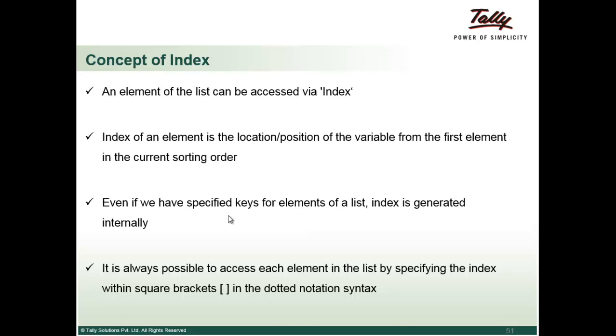When you're giving a key for an instance of list variable, it is very important to see that each key is unique in nature. If you are giving a duplicate key, then there will be overwriting of information. Also the key is default type string, which can also be changed by the user. Next we come to the concept of index. Index is an internally generated number. Each element which you're adding to the list variable will have a specific index in the current sorting order.